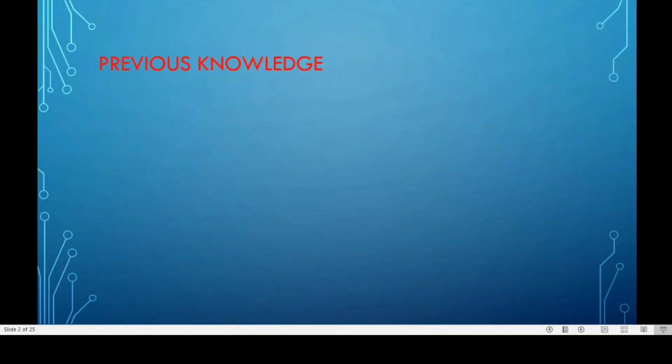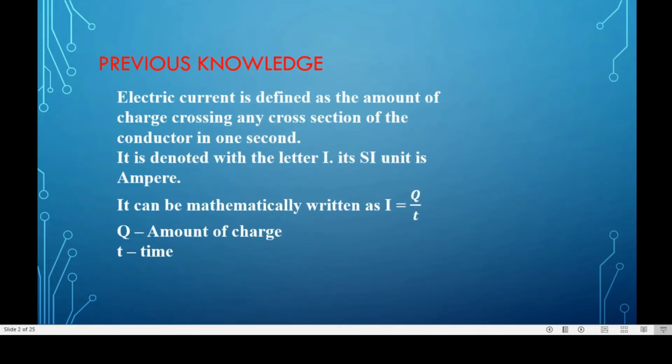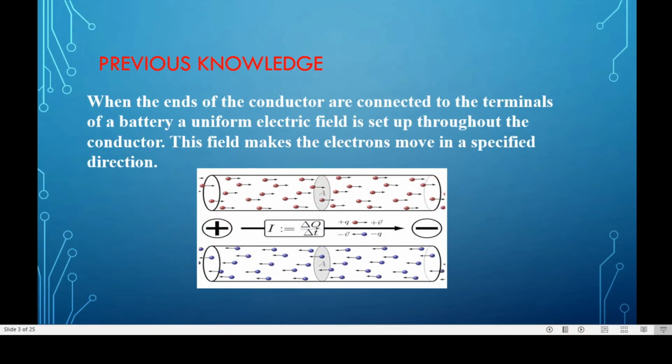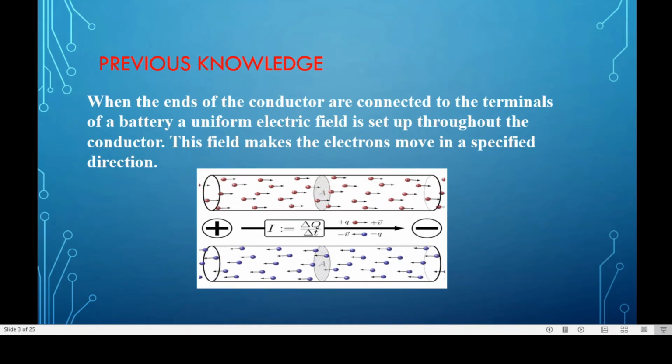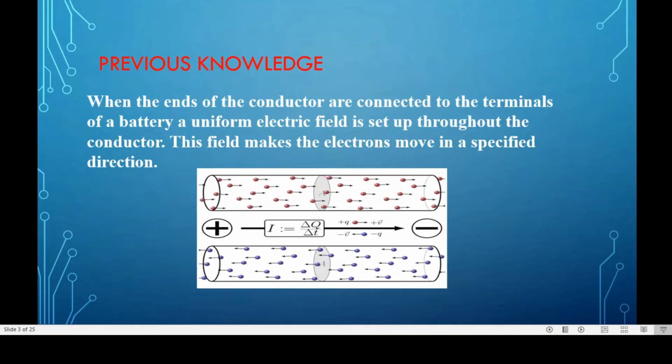So before going to the topic, we recall the previous knowledge of this lesson. In the previous chapters, we learned that electric current is defined as the amount of charge crossing any cross-section of the conductor in 1 second. It is denoted with the letter I. Its SI unit is ampere. We also learned that when the ends of the conductor are connected to the terminals of a battery, a uniform electric field is set up throughout the conductor. This field makes the electrons move in a specified direction.